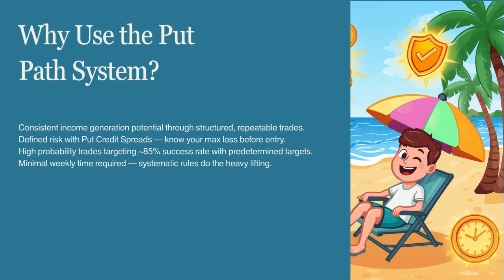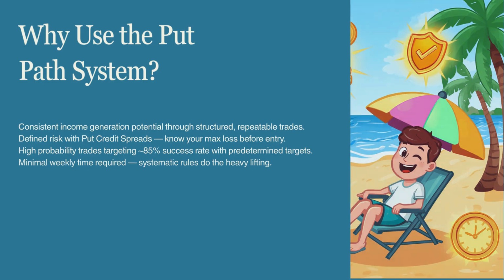So why do we use this system? Why do we use the put path? It's because of all the benefits listed above, and really it's been a system that I've been tweaking since 2020. It's been remarkably consistent. It works in bullish markets, in neutral markets, and even in some bearish scenarios where you don't have your strike price breached. So it's very consistent. It's very low stress, very easy to execute with minimal time commitment.